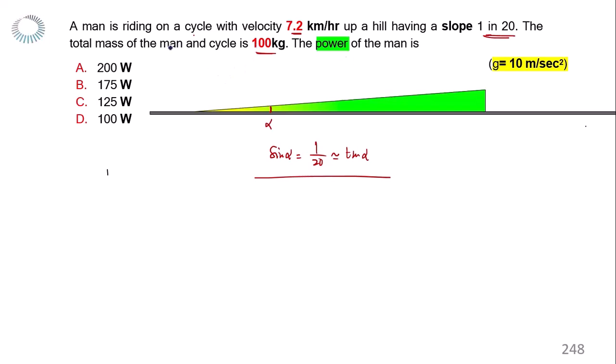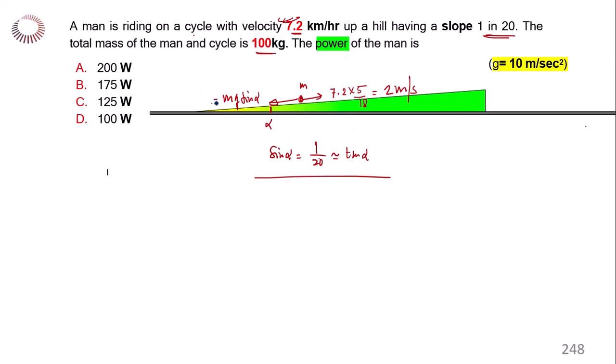Okay. So the man is riding with a velocity of 7.2 km per hour up a slope. So in this situation, let us say this is the man. mg sine alpha is acting downward. Now the particle is moving in this direction with velocity 7.2 km per hour. 7.2 km per hour means 7.2 into 5 by 18 meter per second. So 7.2 divided by 18 is 0.4, and 0.4 into 5 means 2. So 2 meter per second. Now calculate the mg sine alpha number.